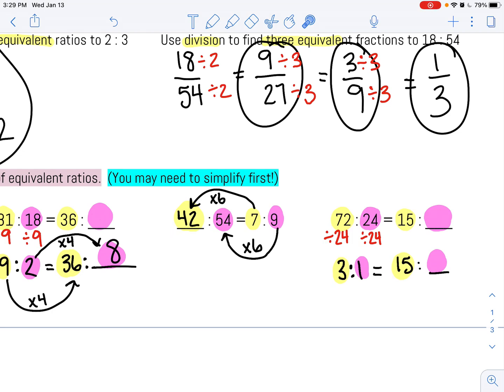I look for which color has both numbers given to me. My yellow, I have 3 and 15. If I start at my smaller number and move to my bigger number, I can multiply. So 3 times a number gives me 15. And that's times 5. 3 times 5 gives me 15. So I need to do the same on the top here to get my mystery number, which is 1 times 5, and my mystery number is going to be 5.